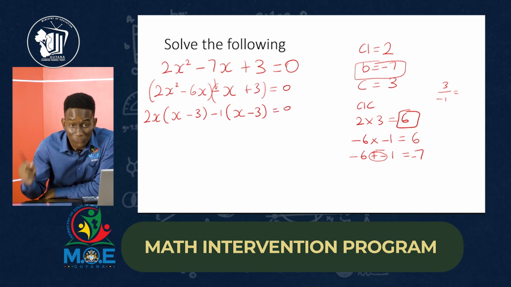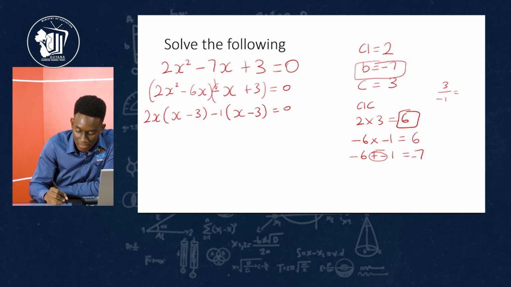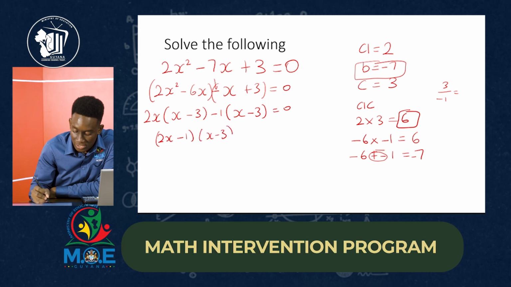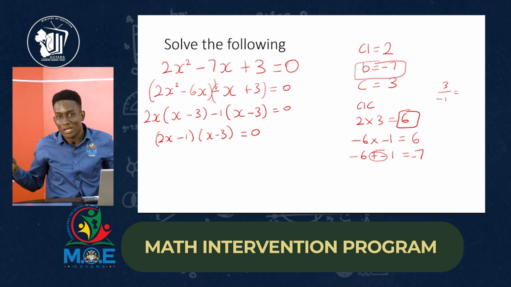And then the last step to factorize this, we take what is outside and we put it in a bracket. So this will be 2x subtract 1 in one bracket and x minus 3 in another bracket, and that is equal to 0. So that is how we factorize.